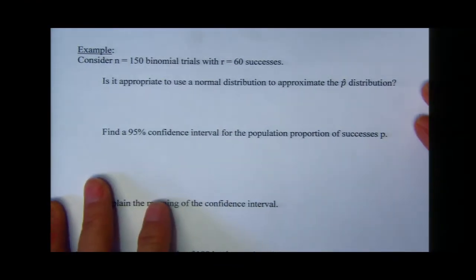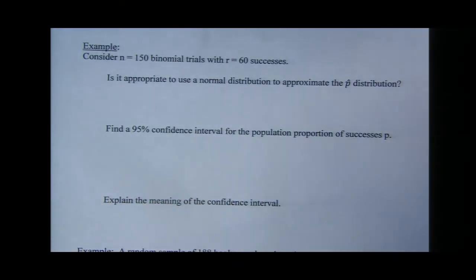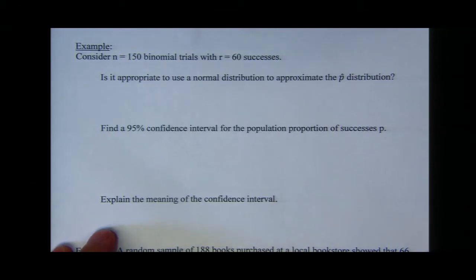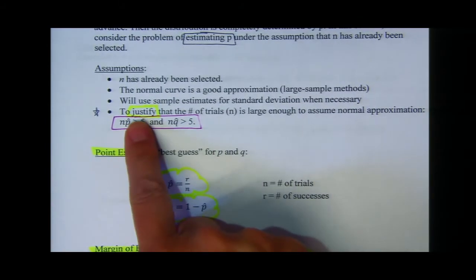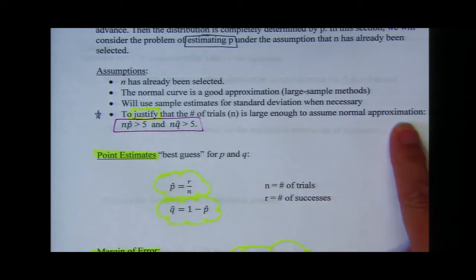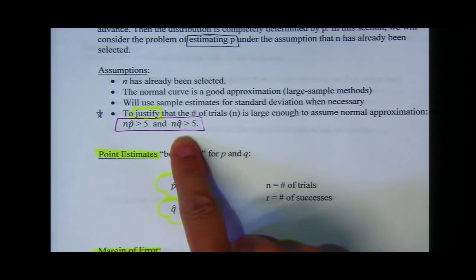This first example, it just gives us numbers. They don't tell us what the numbers represent, but we can do the calculations. So we are given that N is equal to 150 trials and R is equal to 60 successes. So the first question asked is, is it appropriate to use a normal distribution to approximate the P hat distribution? Well, what that is saying is we have to be able to justify that N is large enough to assume normal approximation. So we're going to have to show that this is true.